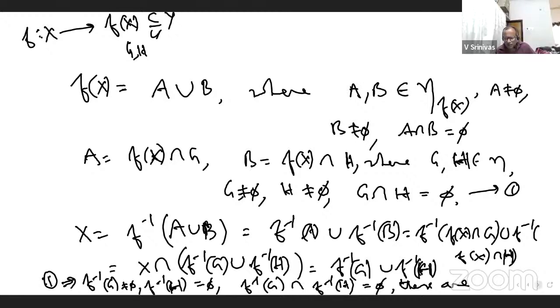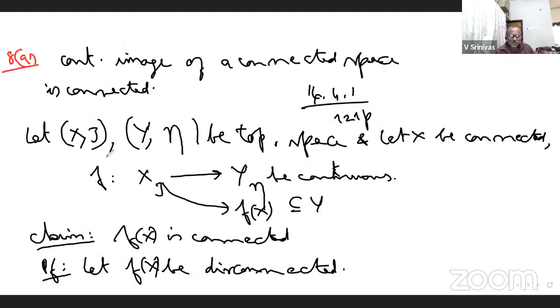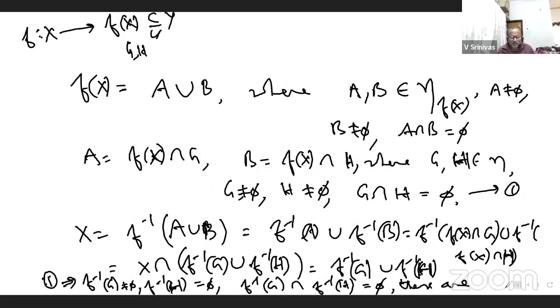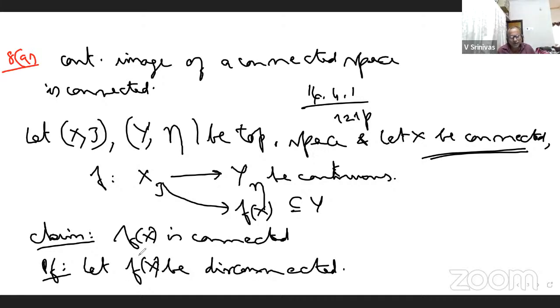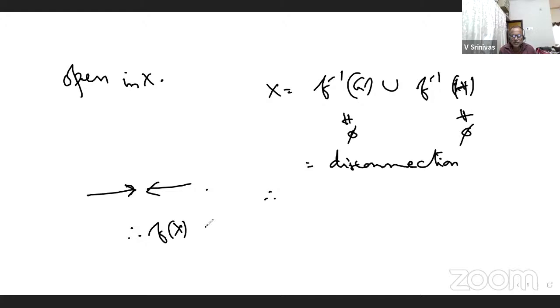So these are open non-empty sets, and their intersection is empty. Therefore, X is written as this disconnection. Therefore, capital X becomes disconnected. What kind of a set is capital X in the hypothesis? Capital X is connected. But we have got a disconnection for X. This is a contradiction. If you put two opposite arrows, it is a contradiction. This arises because we assumed that f of x is disconnected. Therefore, f of x has to be connected.